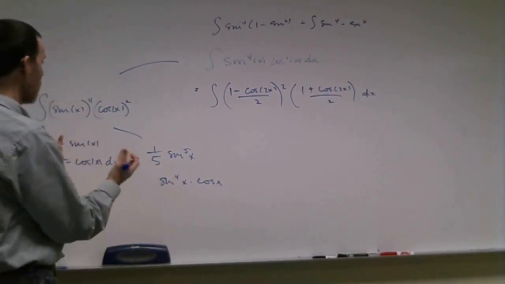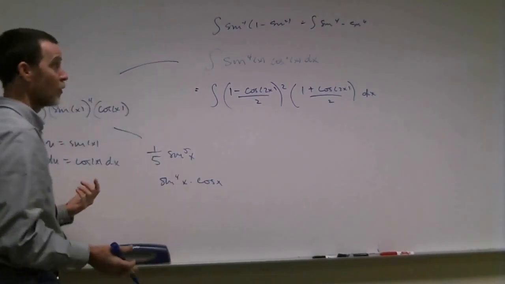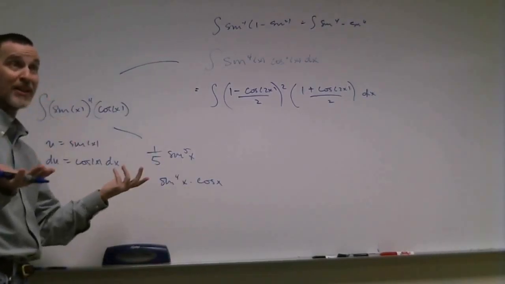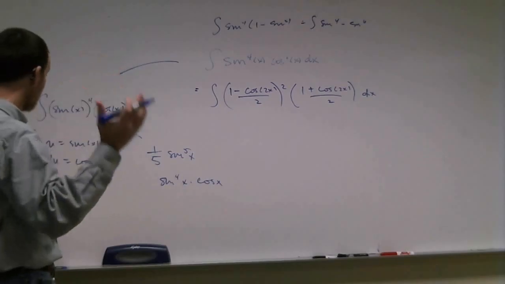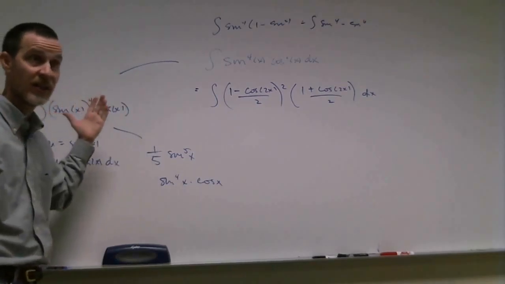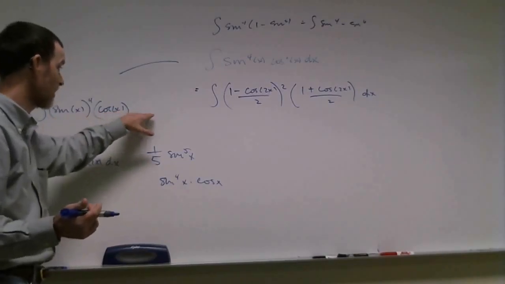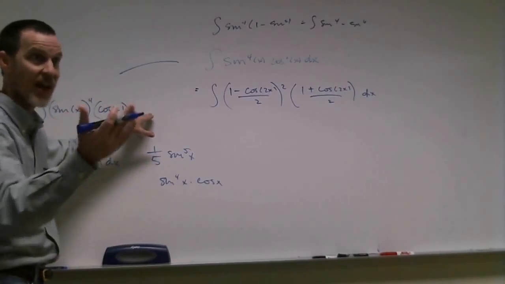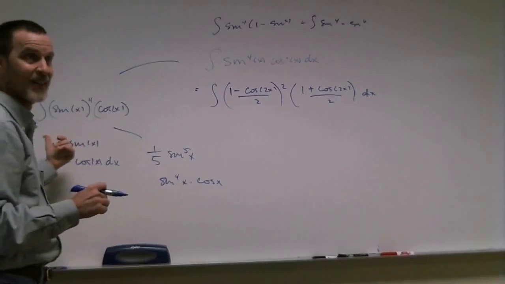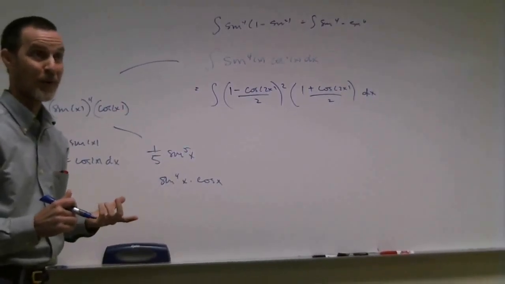That's the whole reason where odd versus even makes all the difference. If this was the problem, I'd be done. I'd say, piece of cake. Derivative of sine is cosine. It's 1/5 sine to the fifth. Or u equals sine, du is cosine x dx. So that's exactly how I identified that this is not a trivial problem.